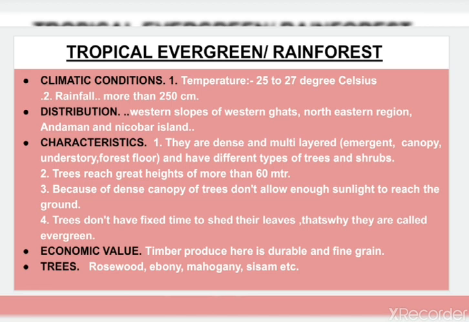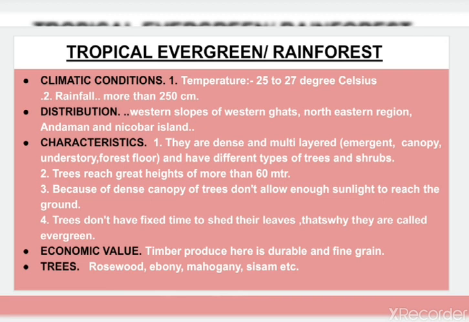The second point, trees reach great heights of more than 60 meter. Third point is that the carpet layer of herbs and grasses cannot grow because of the dense canopy of trees which do not allow enough sunlight to reach the ground. Fourth point is the trees do not have any fixed time to shed their leaves. That is why they are also called evergreen trees.